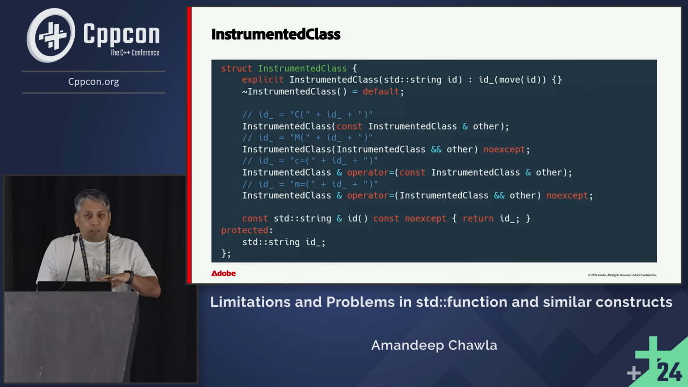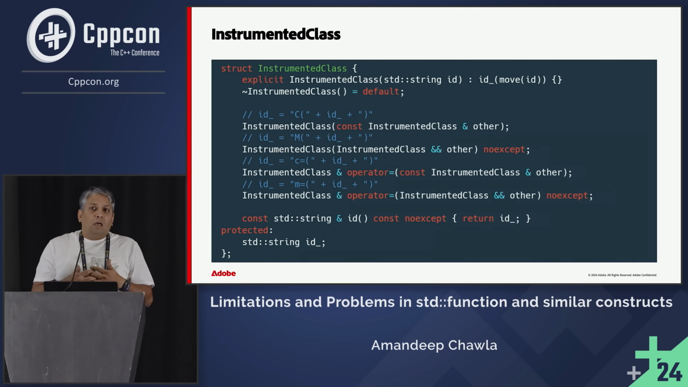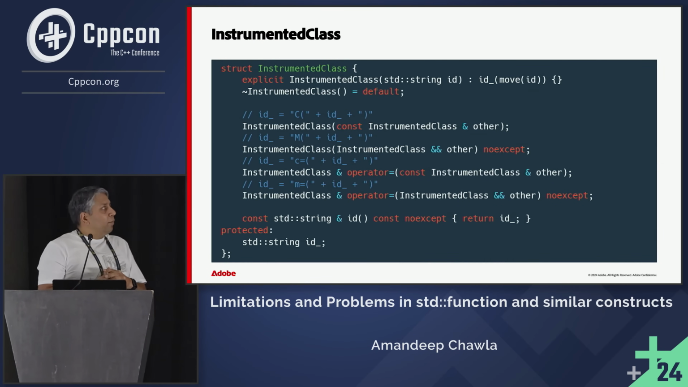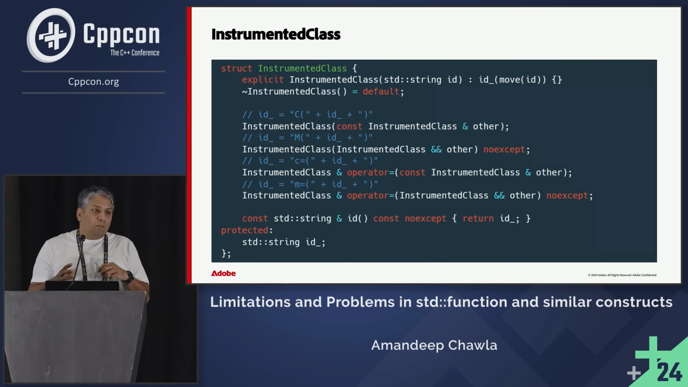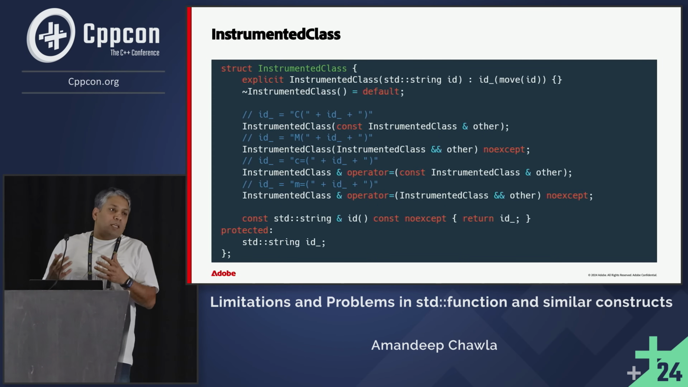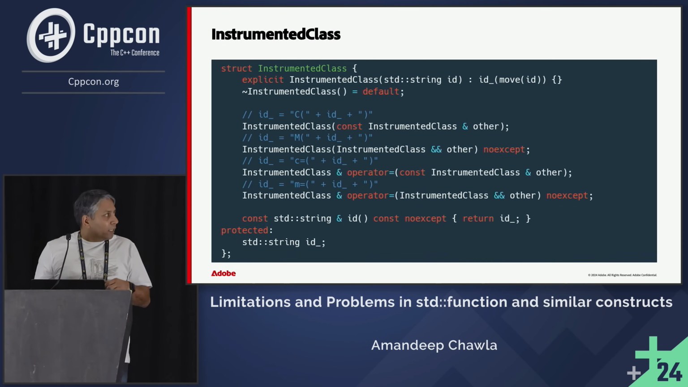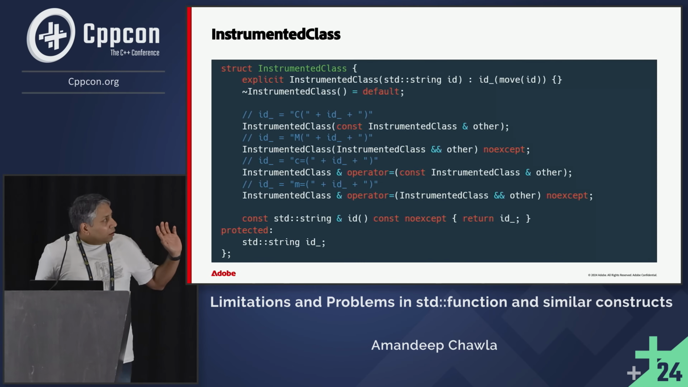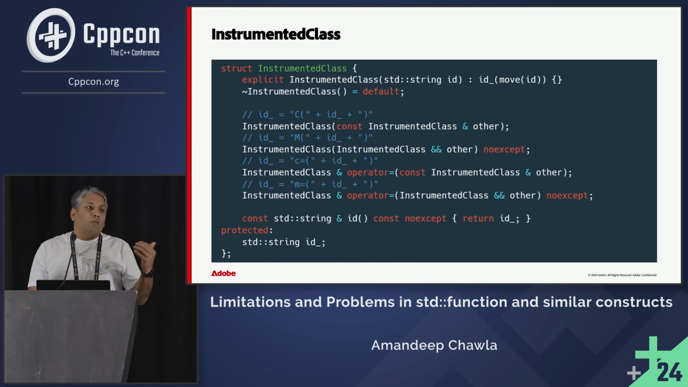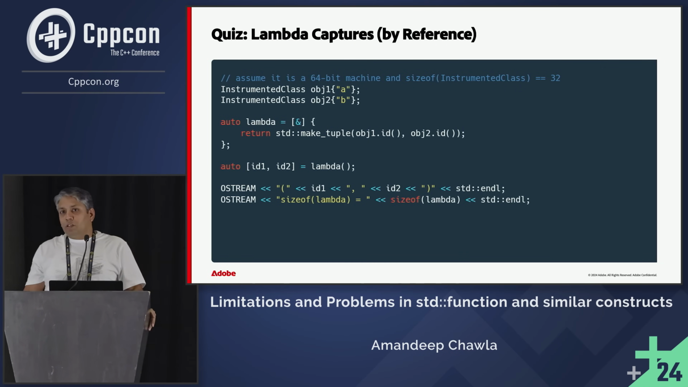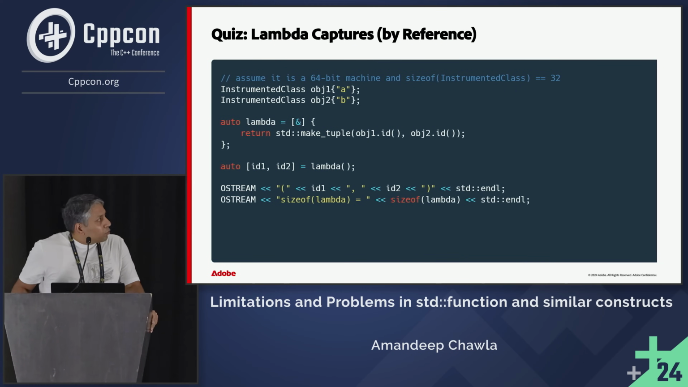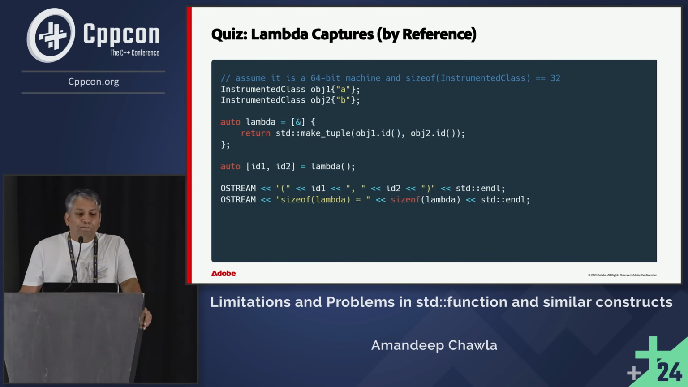But before going into all the captures and what actually happens behind the scenes, I will be using this instrumented class where if any move happens, I come to know because the ID will change. If there is a copy happening, the copy C will be appended. So this will be our instrumented class, which will help us understand what is happening behind the scenes, whatever we are capturing.